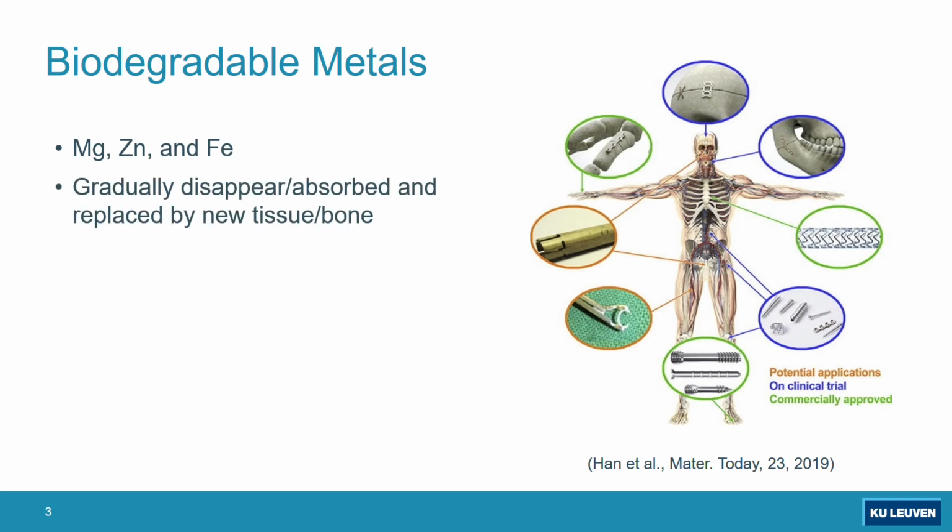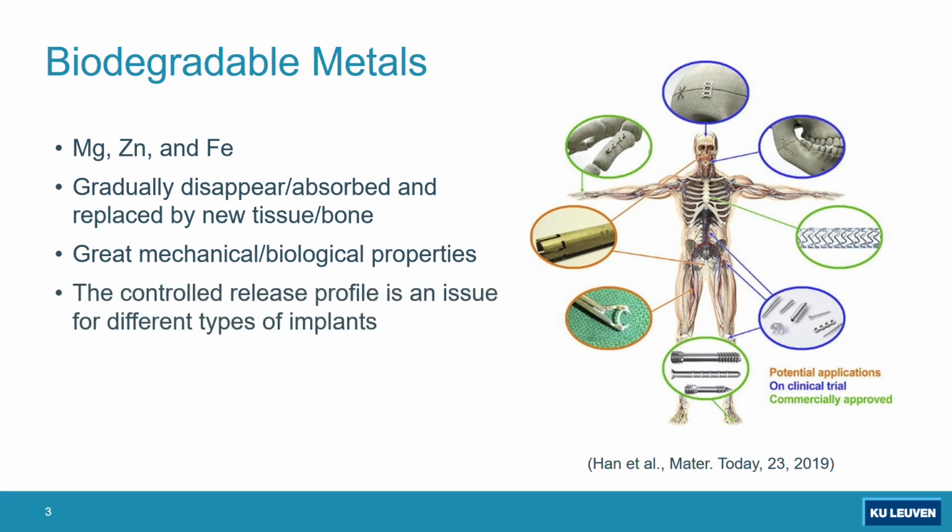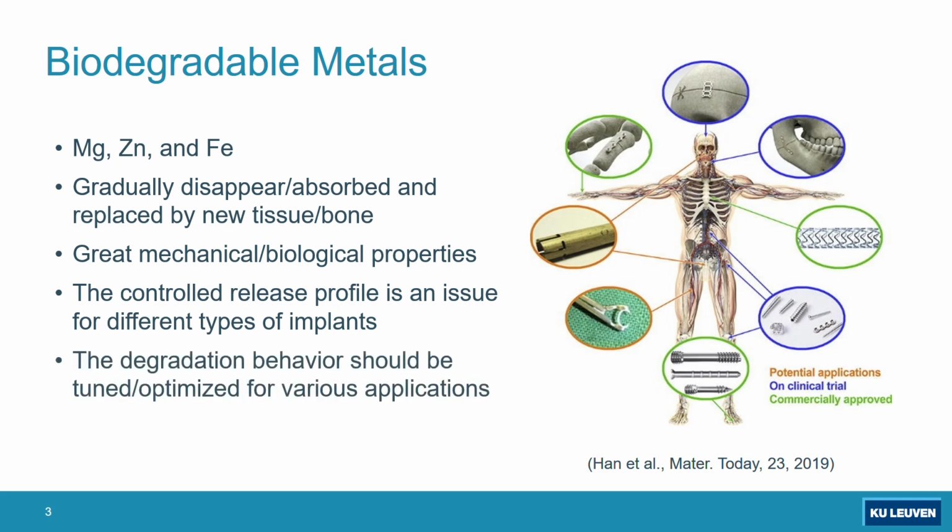And also, when they disappear, it's not a hollow space. It gets replaced by tissues or bones; in orthopedics, for example, it gets replaced by bones. And they are metals, so they have great mechanical properties, obviously, and also some interesting biological properties, such as a positive contribution to body metabolism. But still, the degradation and the release profile, because this is really material that is released in the body, controlling the release profile is an issue. And it should be tuned based on different applications, as you can see on the right.